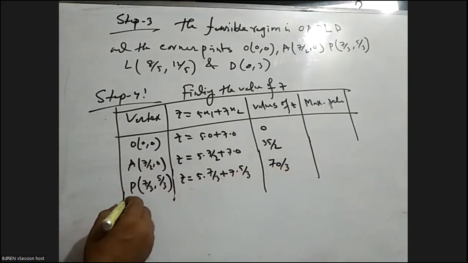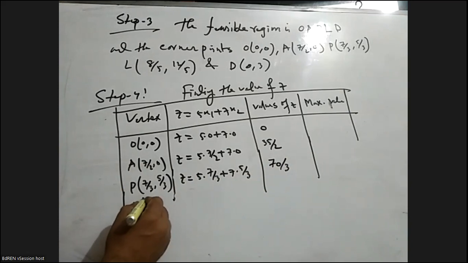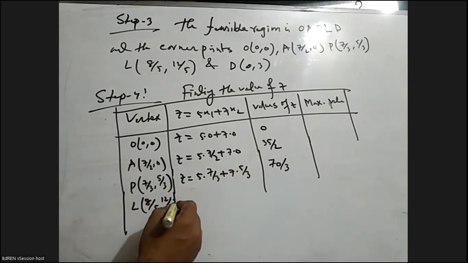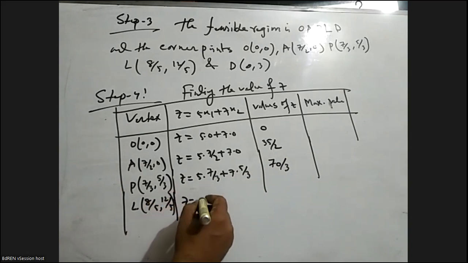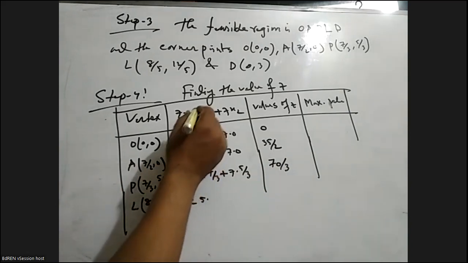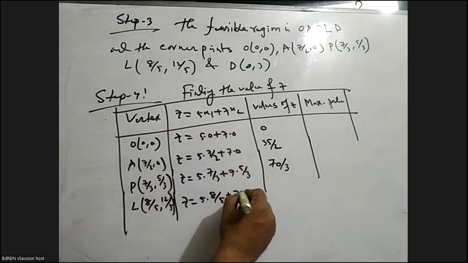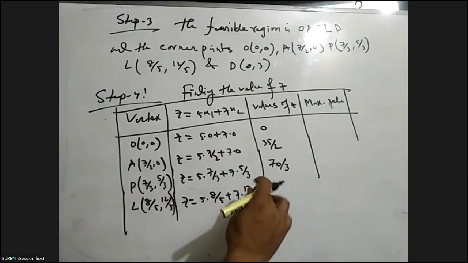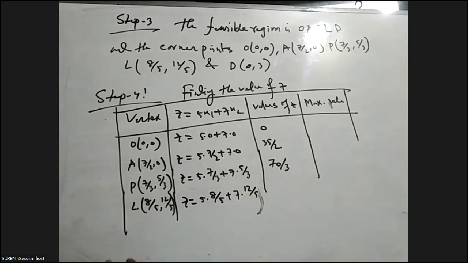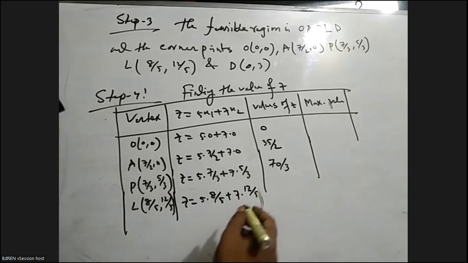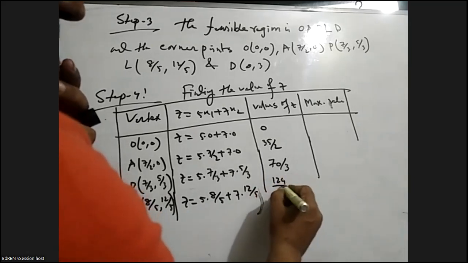And for another point, L, 8/5, 12/5, what will be the value of Z? 5 into x1 equals 8/5 plus 7 into what will be 12/5. So after calculation, we get Z value 124/5.